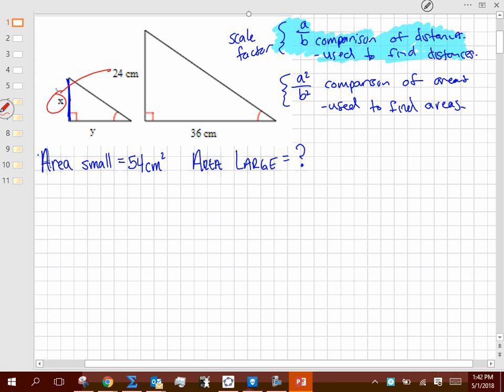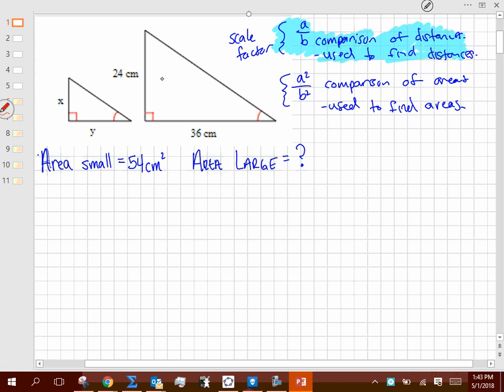So if I look at the things that compare, by definition, a scale factor has to be 2 numerical values. X and 24, one of those is not numerical. Y and 36, one of those is not numerical. So I don't know what A over B is from what is presented. But it's hidden throughout the problem, and it's hidden through the fact that we know this area here to be 54.